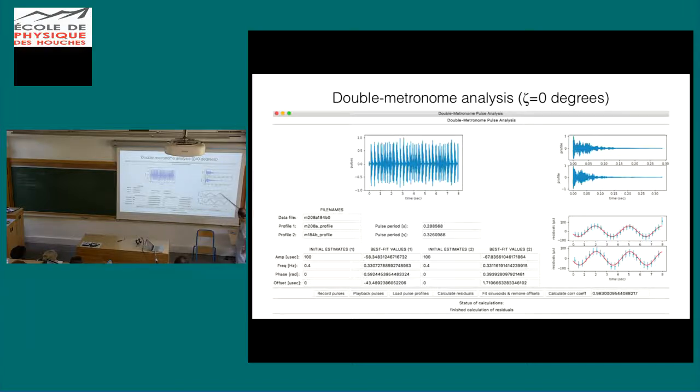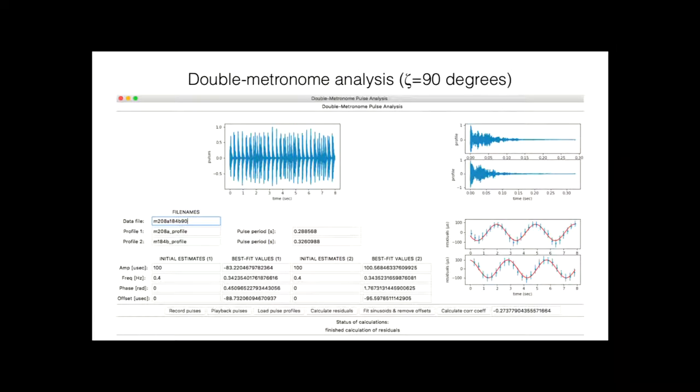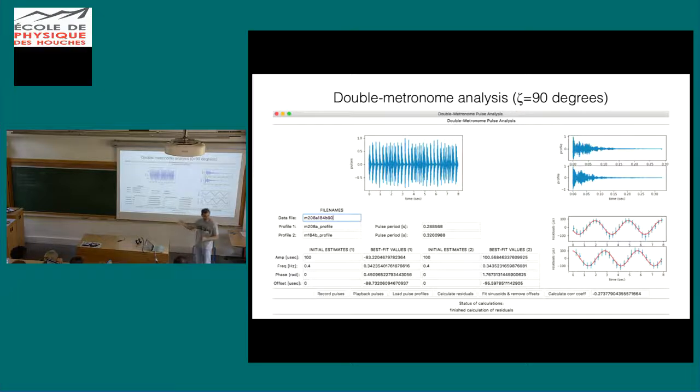I then fit a sinusoid to the data, and then I correlate the best fit sinusoids in order to get the correlation coefficient, which for this case gives 0.98, which is close to cosine of 0, or 1. Then I do it for 45 degrees, and I got something like 0.77. I do it for 90 degrees, I got minus 0.27. I should have got something closer to 0. You should see these curves just shifting relative to one another.